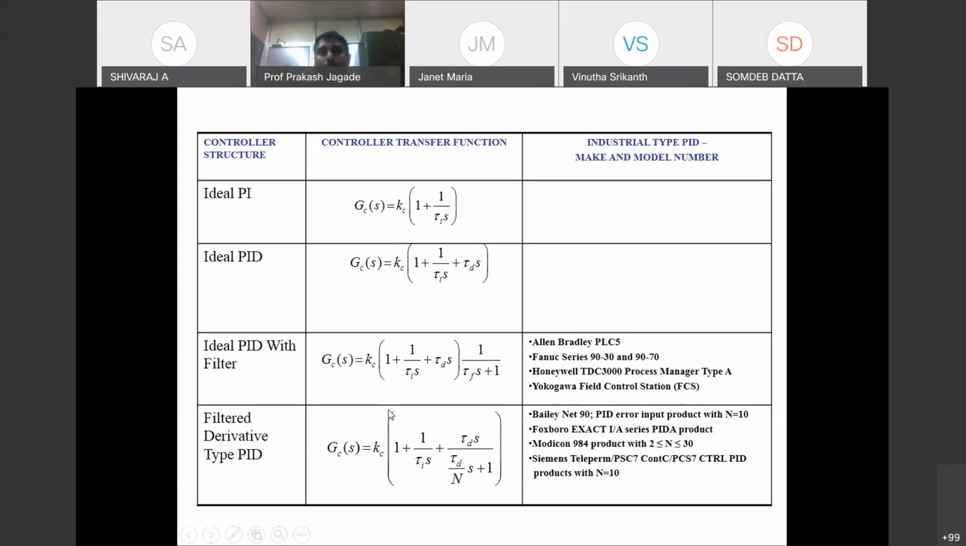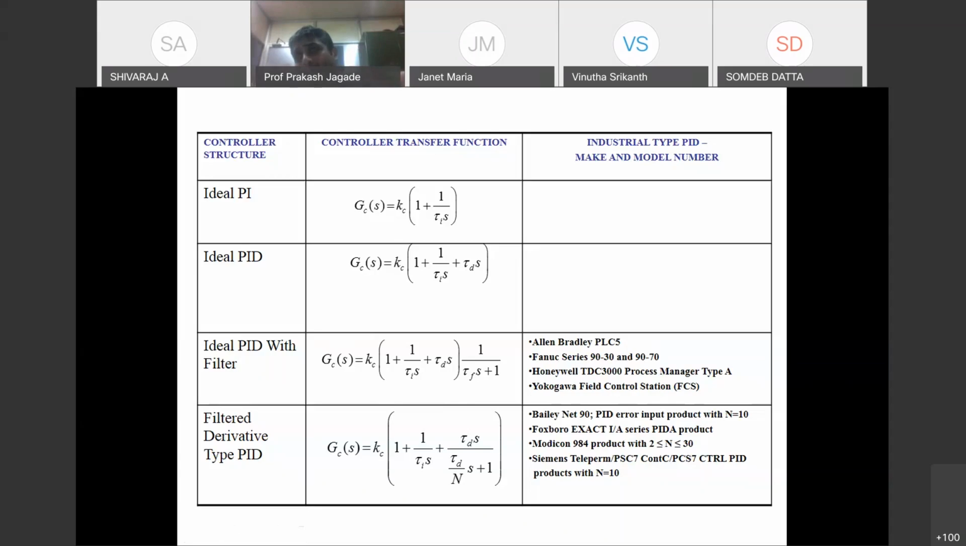So you have one more extra parameter tau f in the case of ideal PID with filter, whereas in the case of filtered derivative type PID, we have an additional parameter n. And all these parameters, that is Kc, tau I, tau d, and tau f in the case of ideal PID with filter, and Kc, tau I, tau d, and n in the case of filtered derivative type PID, have to be optimally selected. So that falls into the category of tuning of a PID controller, or design of a PID controller. I'll come back to that later. Later I will discuss in detail the various parameters associated with the controller.